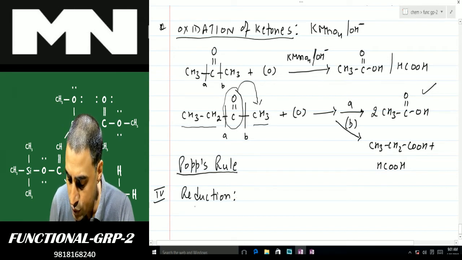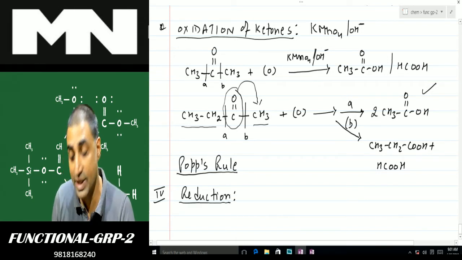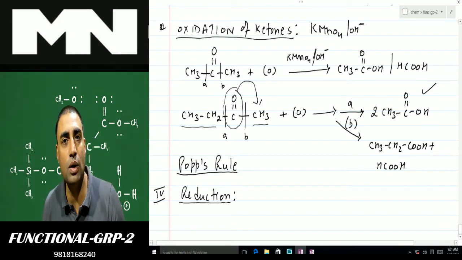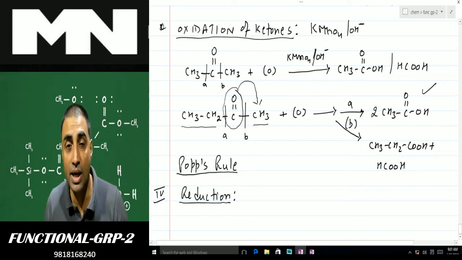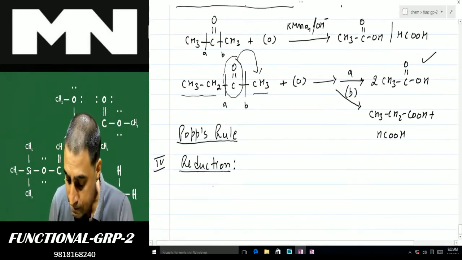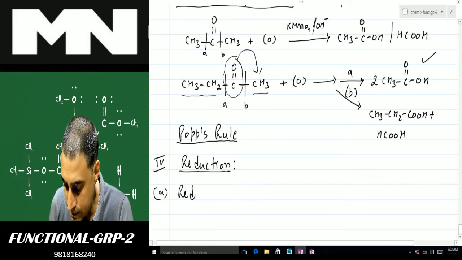Again, I would like to remind you one thing: alkane on oxidation gives you alcohols, alcohols on oxidation give you aldehyde and ketones. So if I reduce aldehyde and ketone, I can either get back alcohol or I can get alkane. So we'll see what we'll get. First we'll see reduction to alcohols.